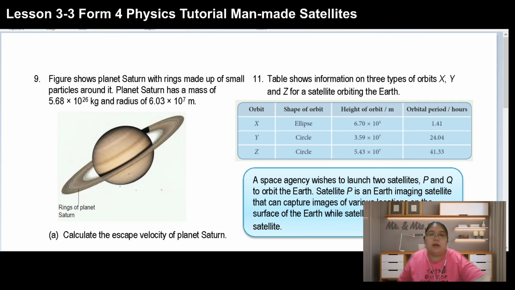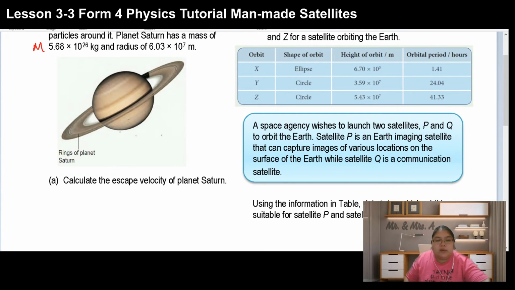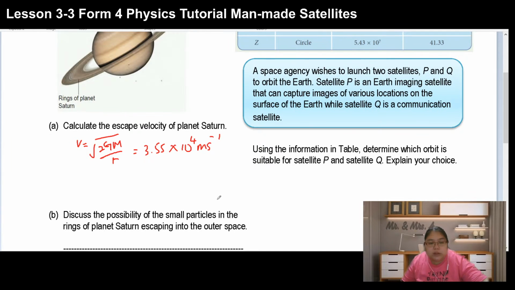Okay, number 3, the figure they show you there is Saturn with rings made up of small particles around it. The planet Saturn has a mass, they give you the mass of Saturn and the radius. First, calculate the escape velocity of the planet Saturn. So v equals the square root of 2GM over r. From here you can straightforwardly get the answer, 3.55 times 10 to the power of 4 m s^-1. So this was the answer for the escape velocity of Saturn.